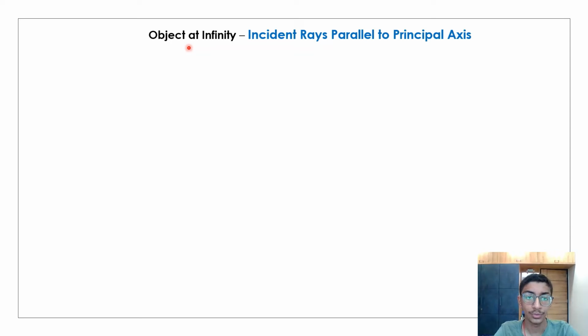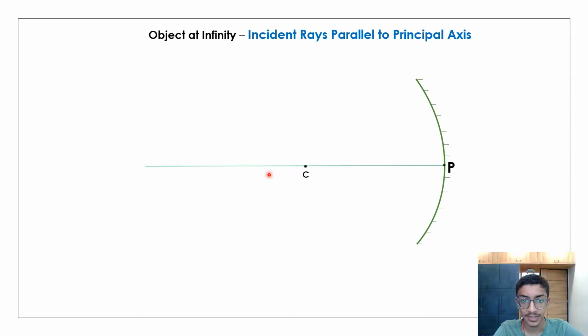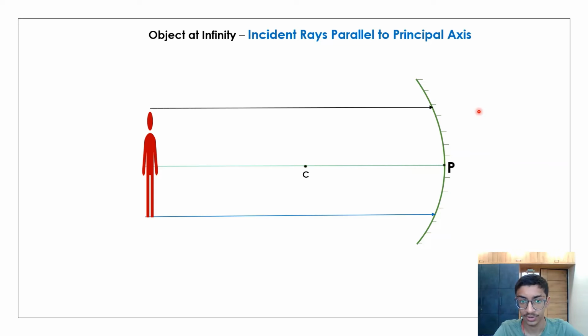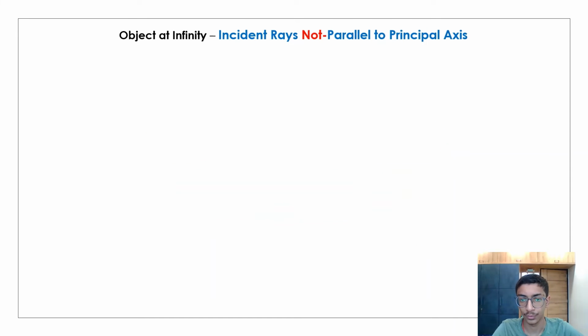Now let us take a look at the case when object is at infinity and the incident rays are parallel to principal axis. So here we have our spherical mirror, the pole, principal axis, the center of curvature, and here we have the object. Now here you can see the two incident rays which are parallel to principal axis, and after reflection they seem to meet at a point focus. So in this case we will obtain a point size image at focus.